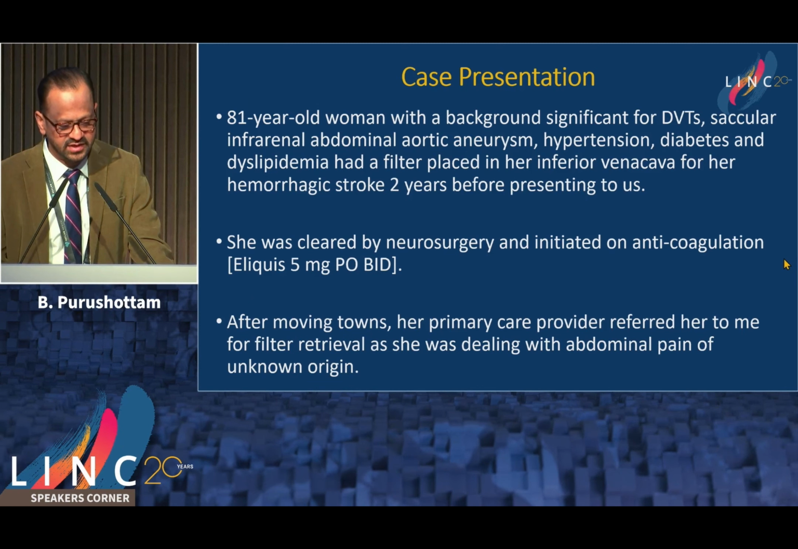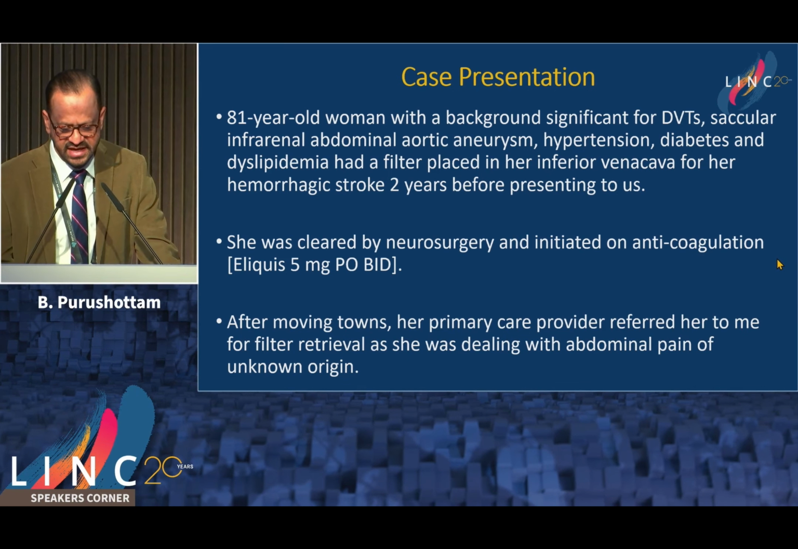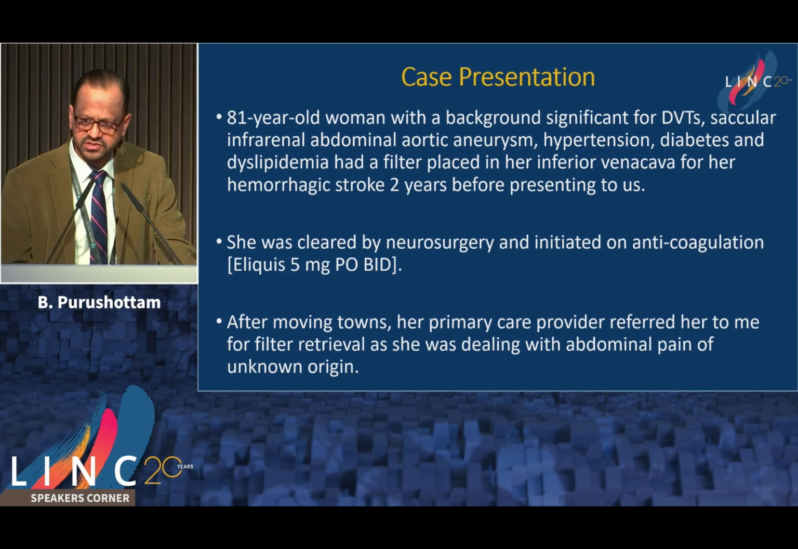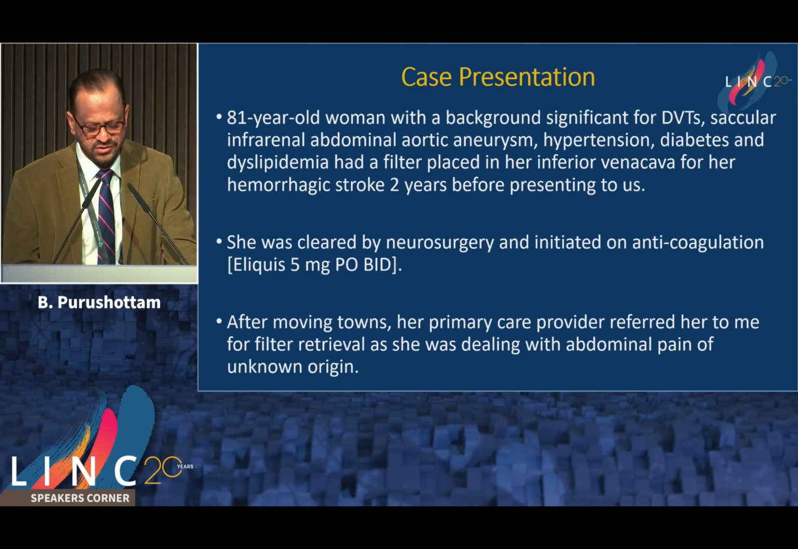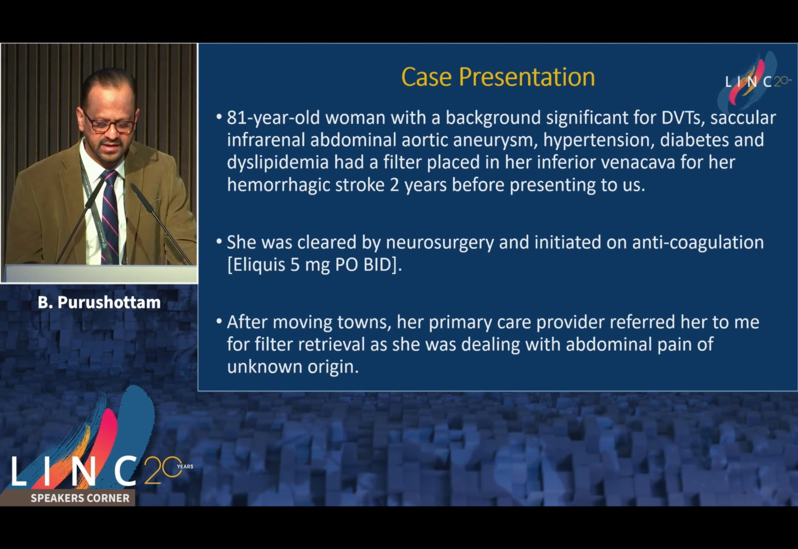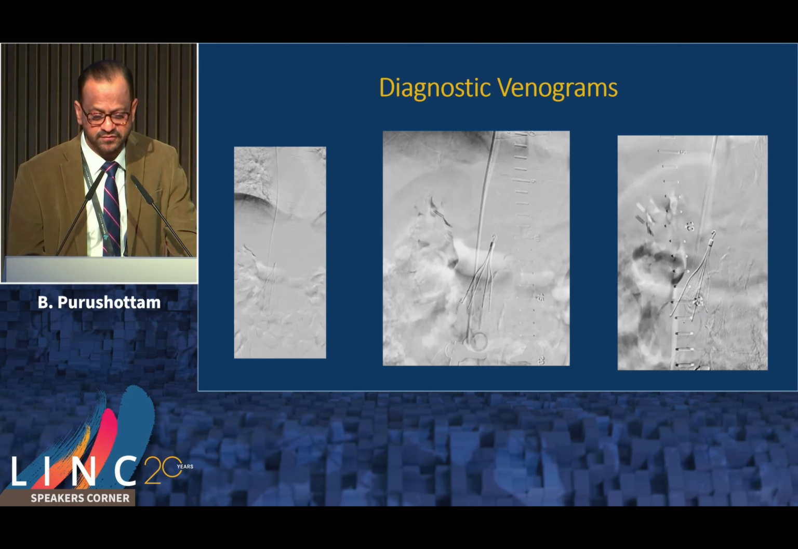Nothing relevant. It's an 81-year-old woman with multiple DVTs. She had a filter placed because she had a hemorrhagic stroke, and then eventually she got cleared by neurosurgery and was started on anticoagulation. Then she moved towns, and her primary care doctor started investigating for abdominal pain. They did a detailed evaluation and really couldn't find anything, so they said most likely it could be the filter. So I thought it should be pretty straightforward.